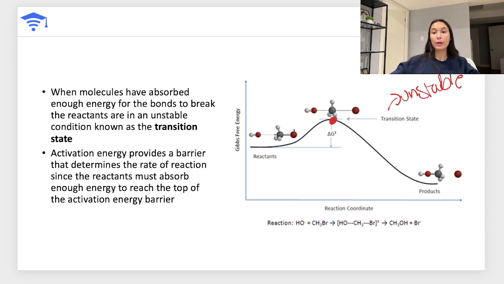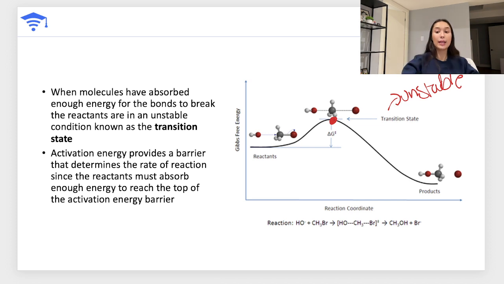Now, the higher the barrier is, the longer it's going to take you to get over it. Okay? So the higher the barrier is and the more energy that you have to absorb to get to your products, that's going to affect the rate of reaction. Okay, so the rate of reaction is how fast you're making your products, how fast you're converting your reactants to products. If your reactants have to absorb a lot of energy to be converted to products, it's going to happen slow. Okay, so the higher the activation energy, the slower the rate of reaction.